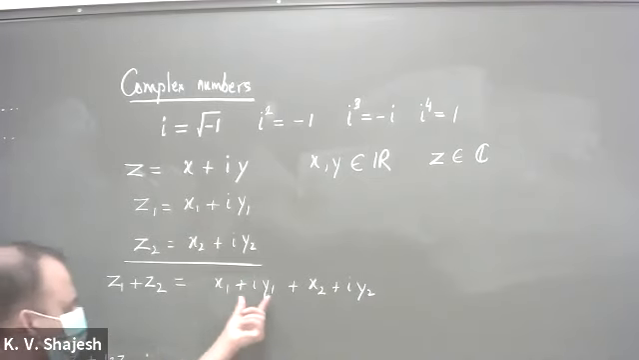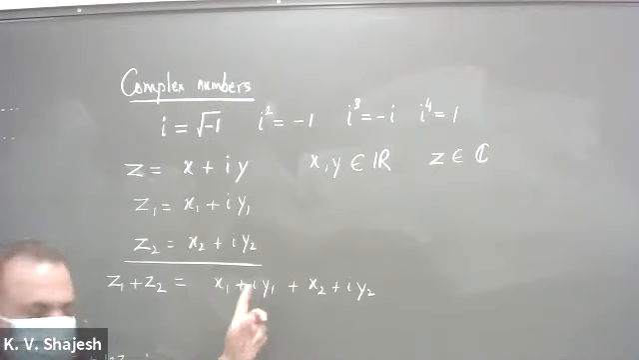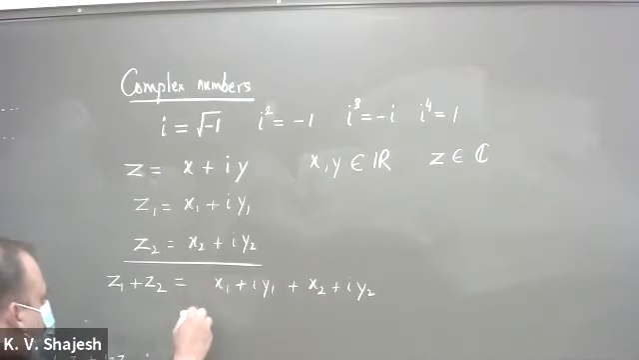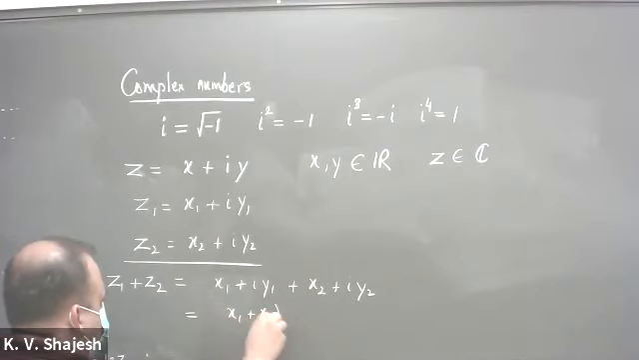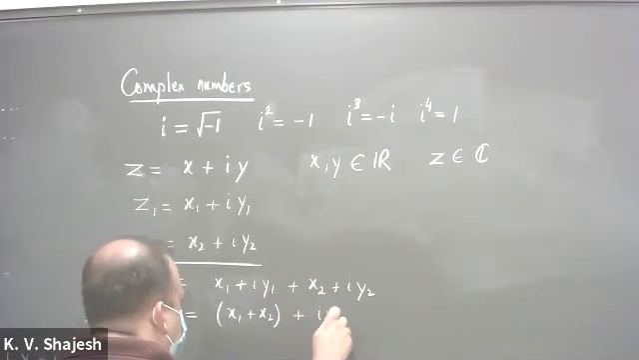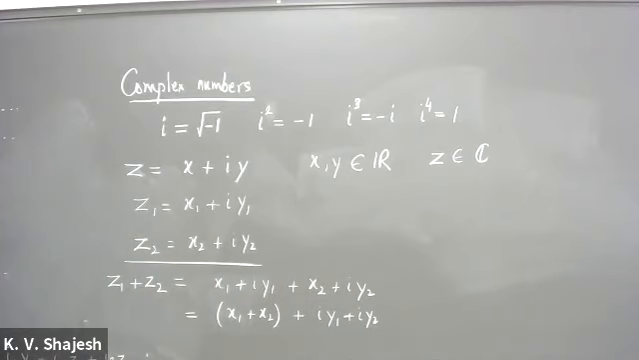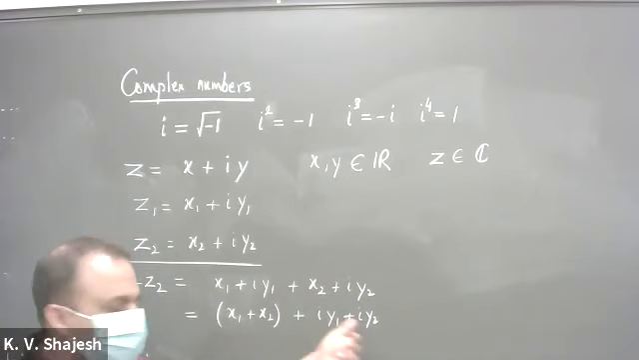And now the point is, this is a special element because I don't know how to add this x and y, but x1 and x2 I know how to add, right? So I keep that together, x1 and x2. And the next one is i times y1 plus i times y2. And now we have to construct rules of how you add this quantity.